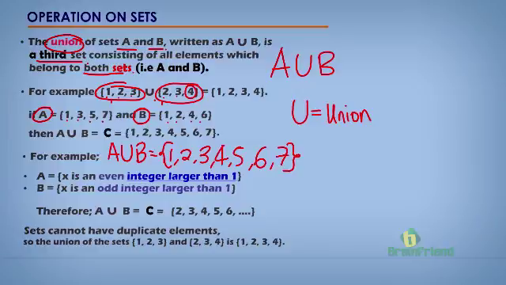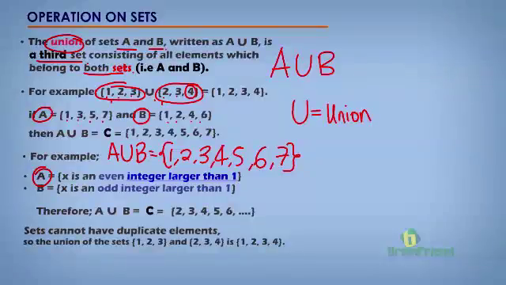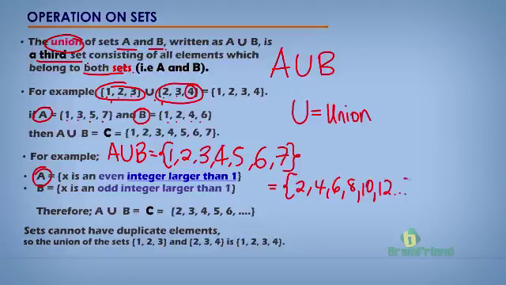Let's take another example. If A is the set of all x such that x is an even integer larger than 1, and we listed out our set A here, we would have even integers 2, 4, 6, 8, 10, 12, and so on. It goes on and on forever. We say our number ranges to infinity.